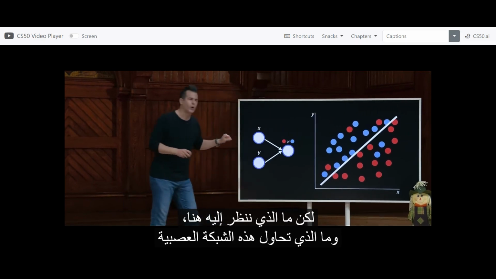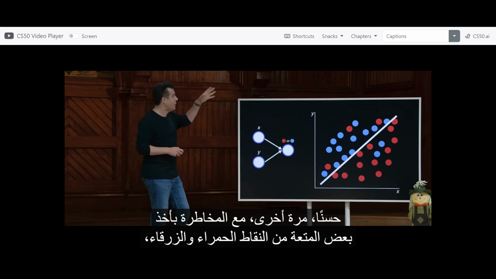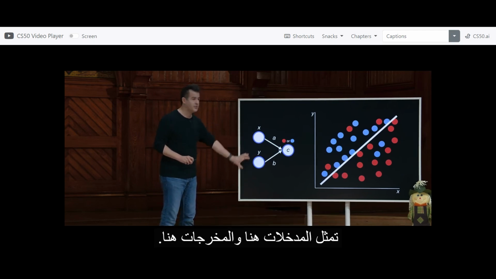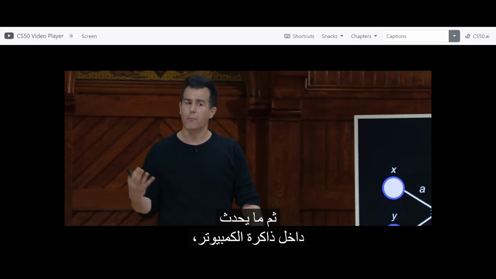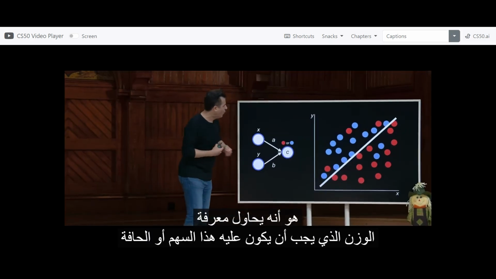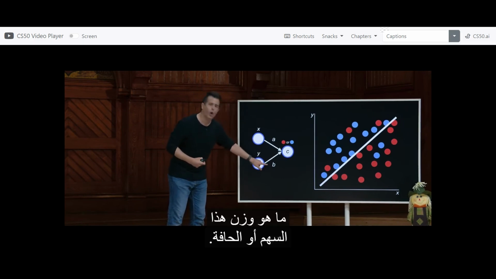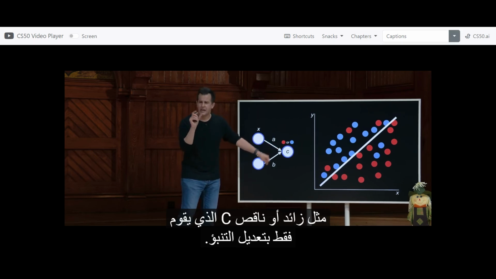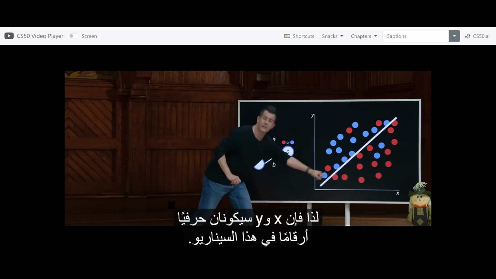And what is this neural network really trying to figure out? Well, again, at the risk of taking some fun out of red and blue dots, you can think of this neural network as indeed having these neurons, which represent inputs here and outputs here. And then what's happening inside of the computer's memory is that it's trying to figure out what the weight of this arrow or edge should be, what the weight of this arrow or edge should be. And maybe there's another variable there like plus or minus c that just tweaks the prediction. So x and y are literally going to be numbers in this scenario.